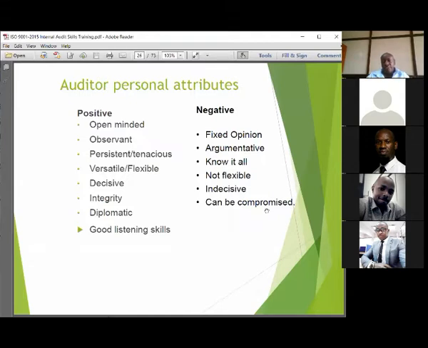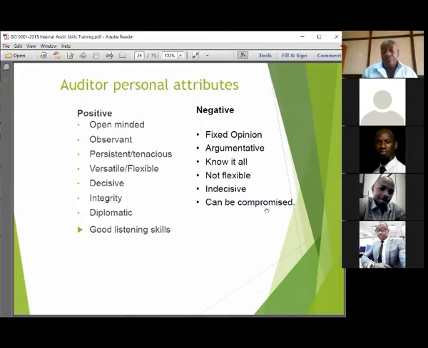On the negative, we talked about having a fixed opinion. That is very bad. Argumentative. You go out to audit, then you are arguing with the auditee, and there is a lot of noise we can hear from the office. We ask what is happening. No, don't you know there is auditing going on? I mean, it shows you are not diplomatic. It shows that you're not able to carry yourself well.